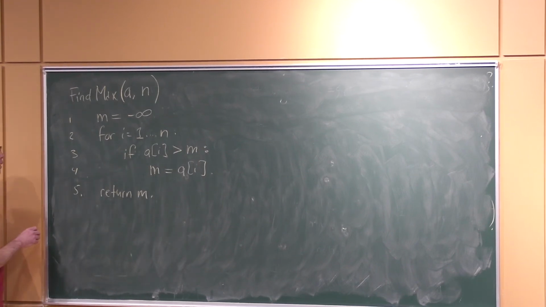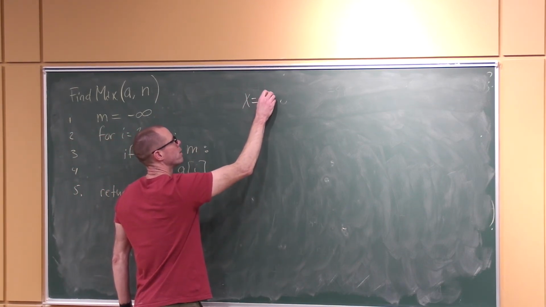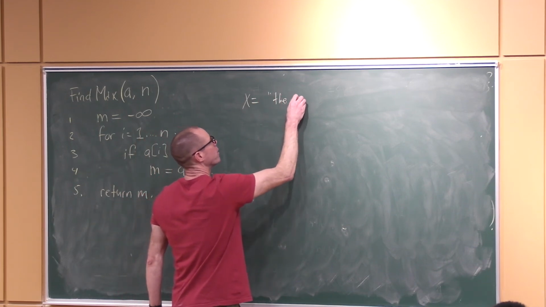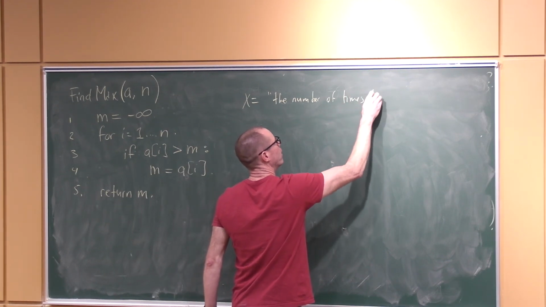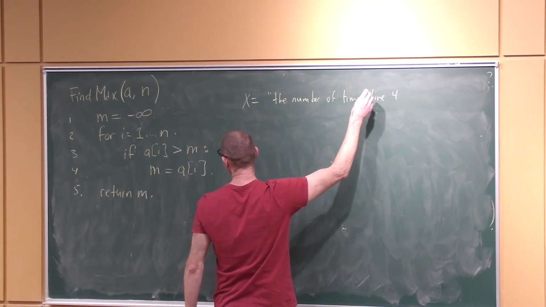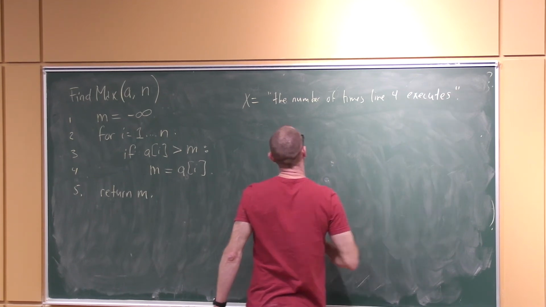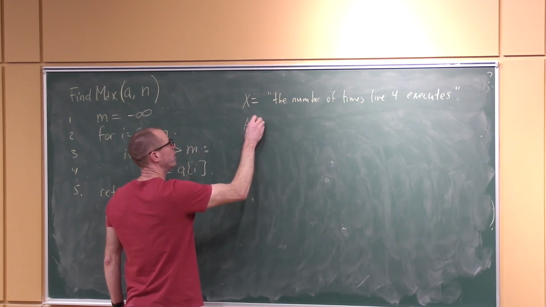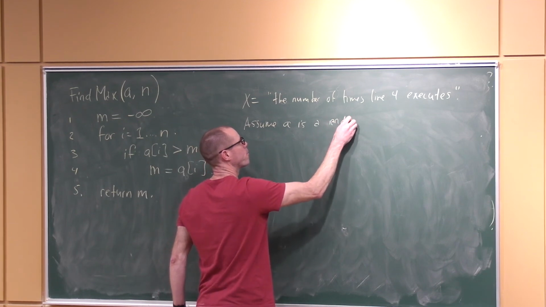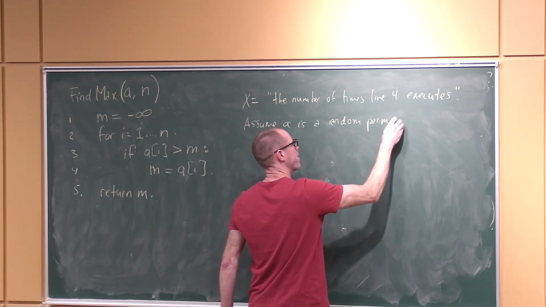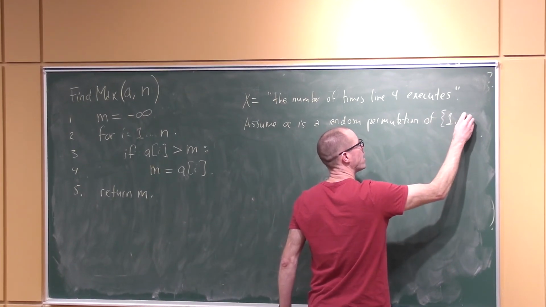So of course, we have to ask the hardest question we can ask. If x is the number of times line 4 executes, and assume A is a random permutation of n distinct elements.